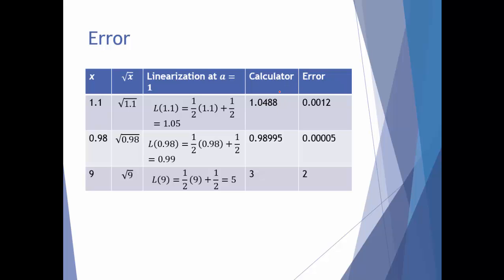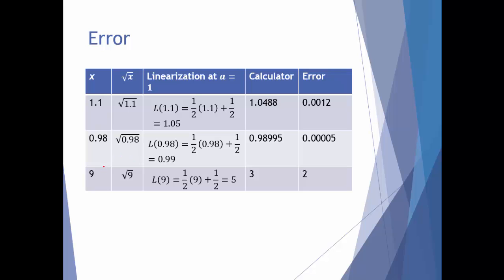Notice that is the approximation minus the actual value. And the same thing for the square root of 0.98. The value that we got using linearization was 0.99, and if you put it in the calculator, you're going to get 0.98995 for an error of 0.00005. It's actually not that far off if you're using the linearization.